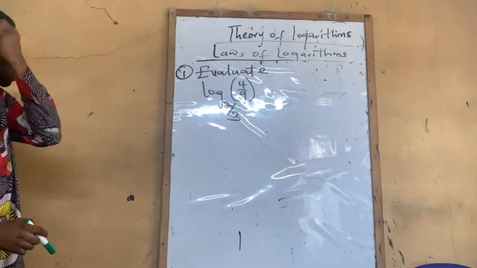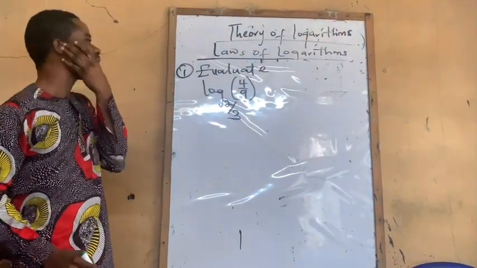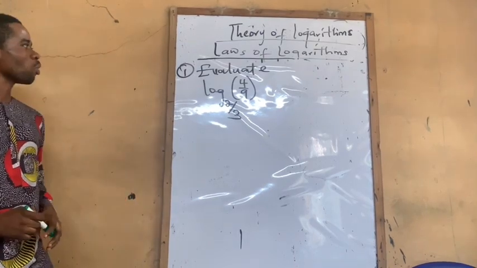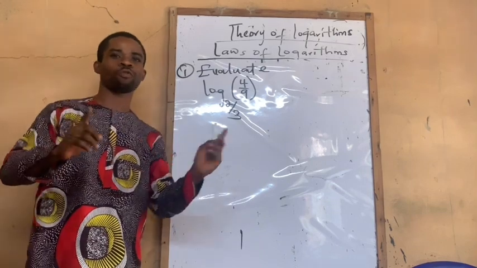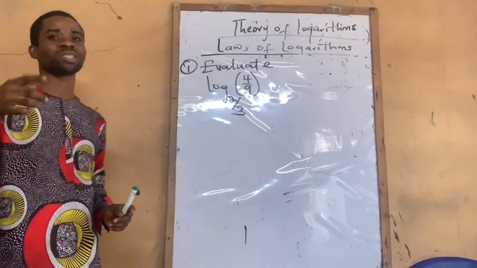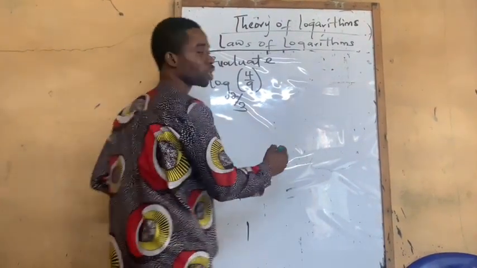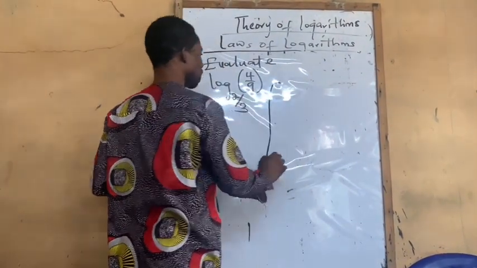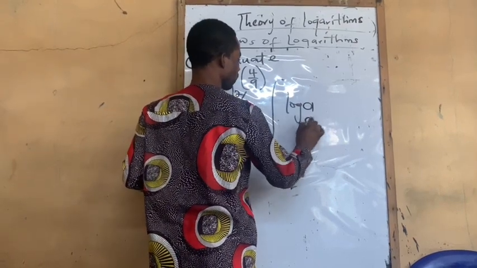Now, look at this kind. They said we should evaluate log 4/9 base 2/3. And let me tell you something. There's what we call changing of logarithms into indices. We can change log to indices. Before I solve this, let me show you how we change log to indices. It's very, very important. If they give you something like log A, B, C.